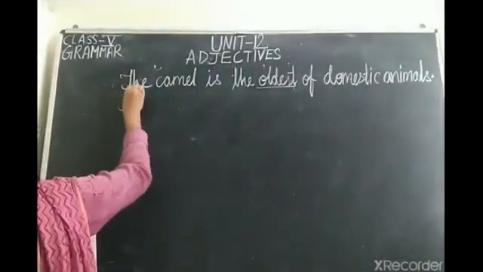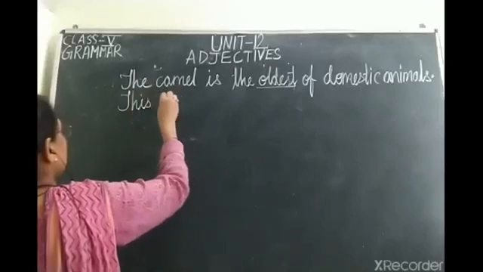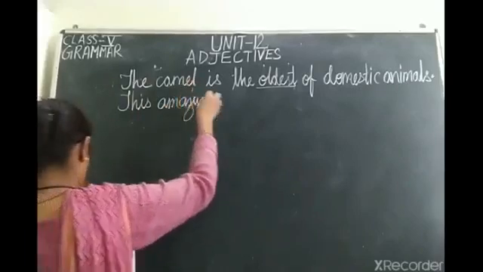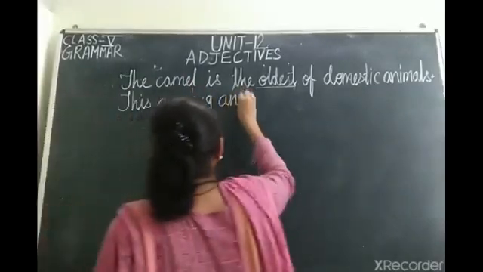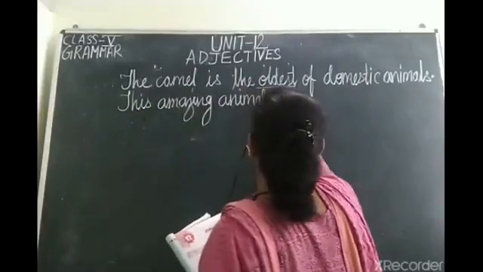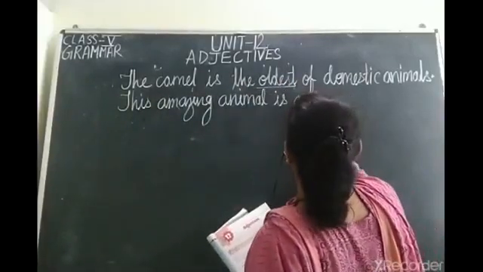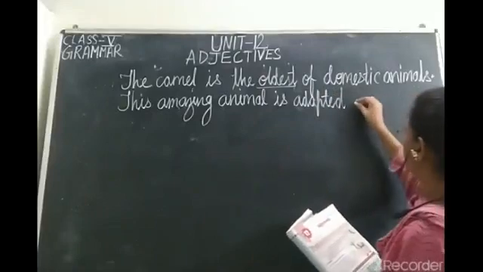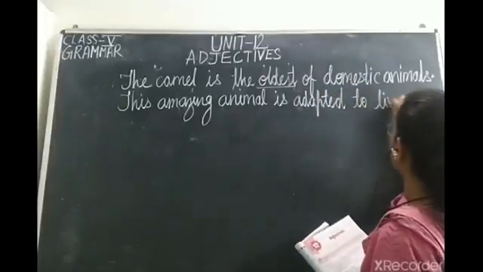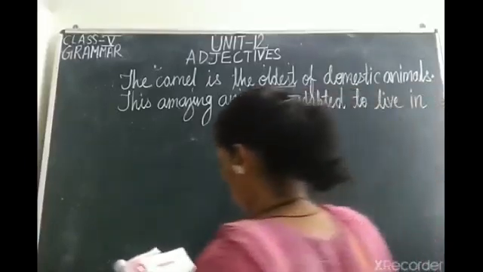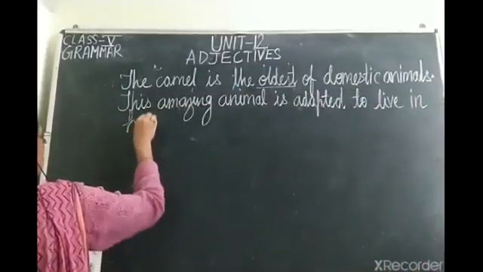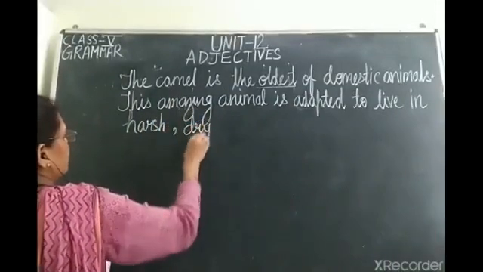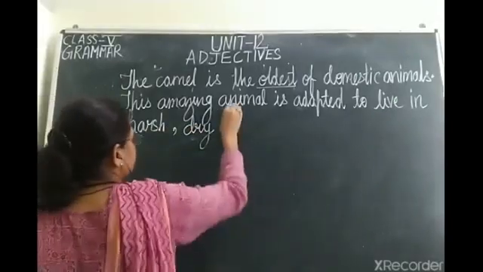Then the second line is: This amazing animal is adapted to live in harsh, means rough, dry lands.